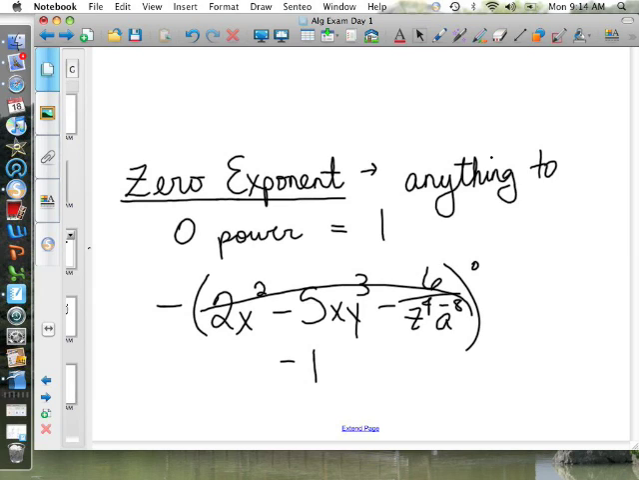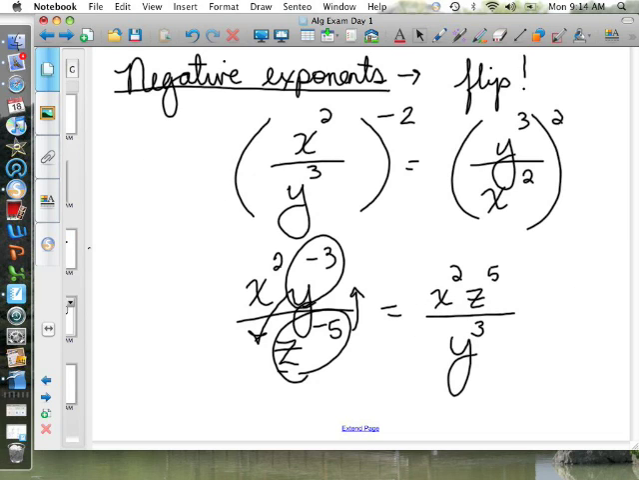Anything to the 0 power equals 1. Remember, the parentheses are very important. They tell you what's being raised to the 0 power and if the negative is included in that or not. Negative exponents mean flip. Take the inverse of this thing. Wherever it is, if it's got a negative exponent, you flip it, and then what do you do with the negative?